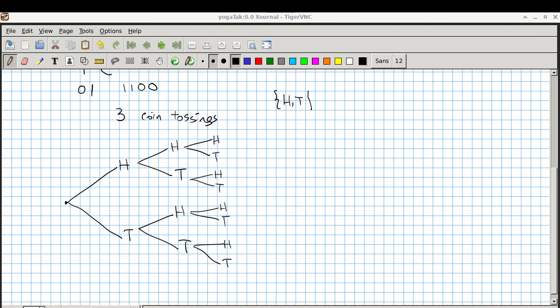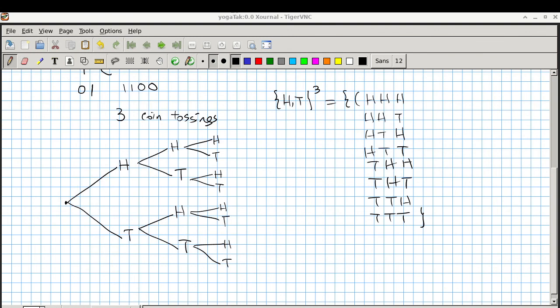So when you do that 3 times, then you end up with a set that has head, head, head; head, head, tail; head, tail, head; head, tail, tail; tail, head, head; tail, head, tail; tail, tail, head; and tail, tail, tail. Does that make sense? But are we seeing that at the leaf nodes?